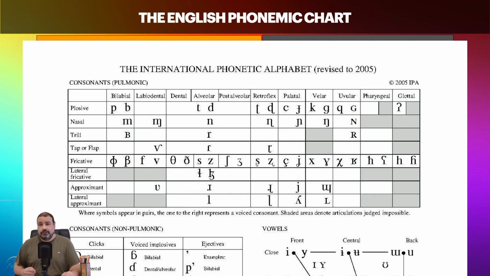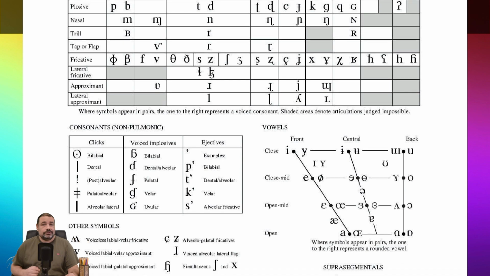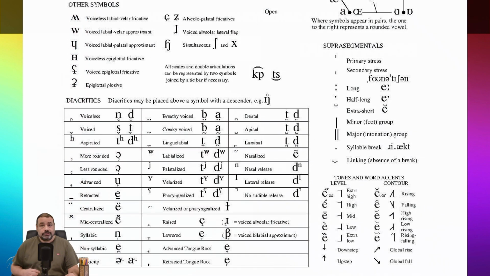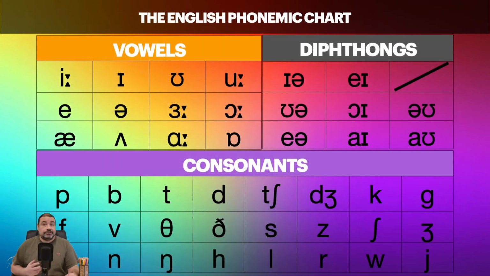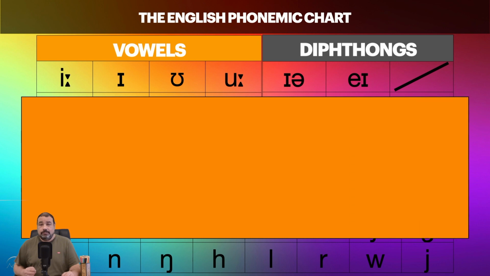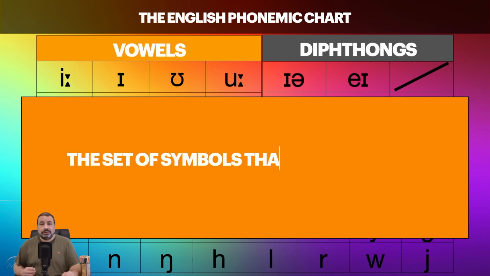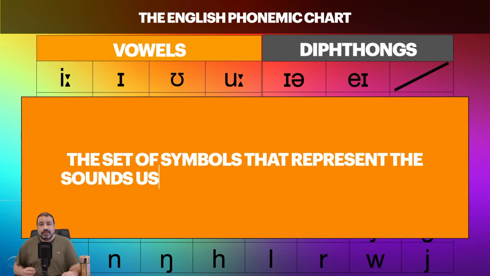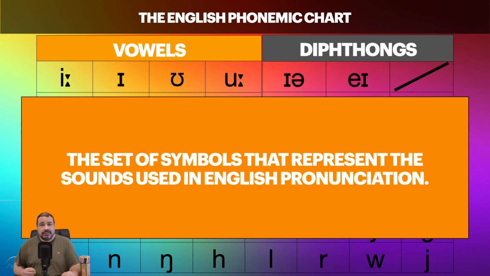However, the International Phonetic Alphabet, or IPA, contains the sounds of most of the world's languages, not just the English language. In contrast, the English Phonemic Chart contains only the symbols of phonemes that represent the sounds used in English speech. Therefore, the English Phonemic Chart is the set of symbols that represent the sounds used in English pronunciation.